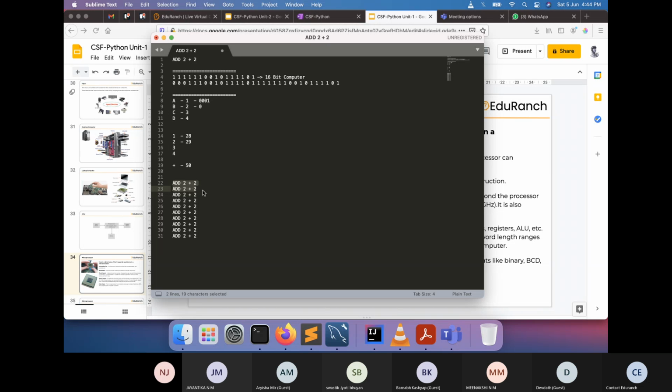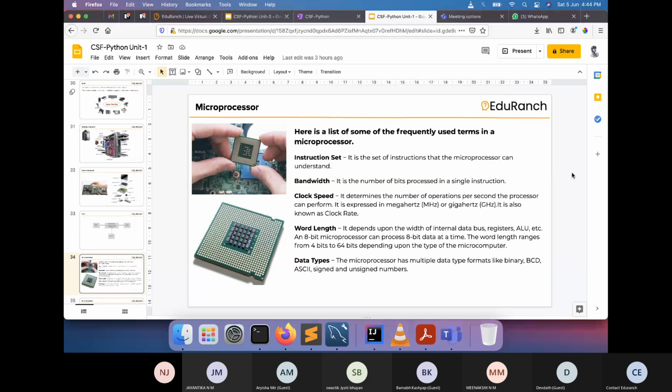Today's computers are very, very fast. They can execute millions of instructions like this in a second, and they operate at a clock frequency, like 2.3 gigahertz or 4 gigahertz. You might have heard some of these microprocessor terminologies, or you will hear them very soon.